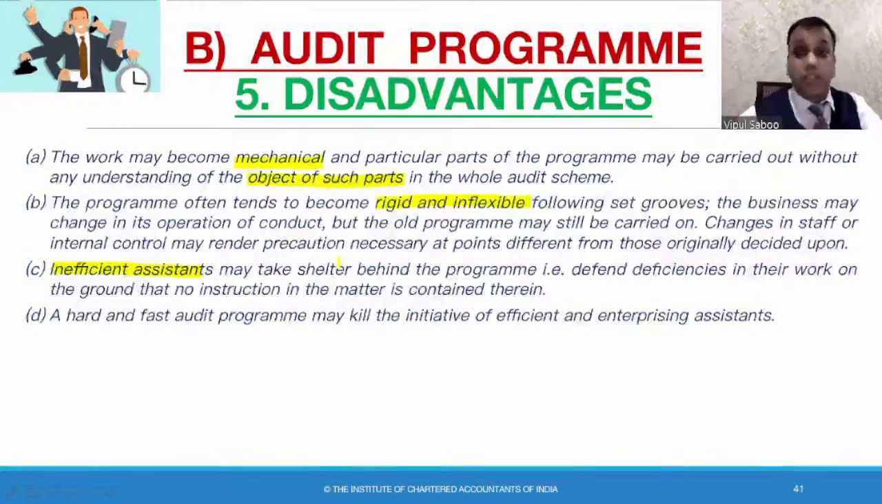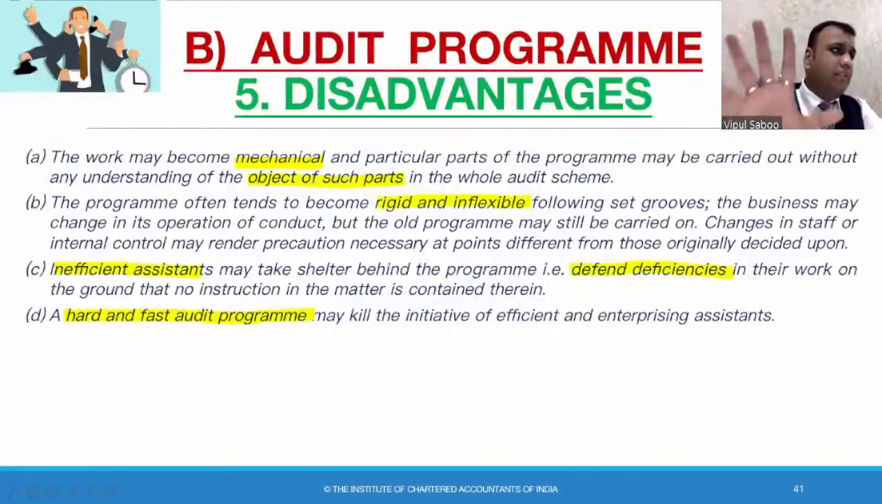So as I told in the beginning of the session, the assistant has to keep an open mind, but he doesn't want to keep it open. He wants to let it be closed. So you can always take shelter of those programs, that there was deficiency in this program. This program never asked me to carry out this particular audit procedure. And a hard and fast mechanical audit program may kill the initiative of efficient and enterprising assistants if they want to customize, but they are not being allowed to customize it, right?